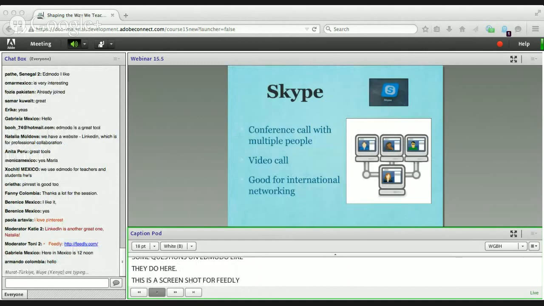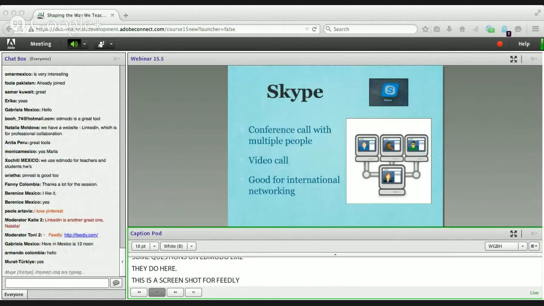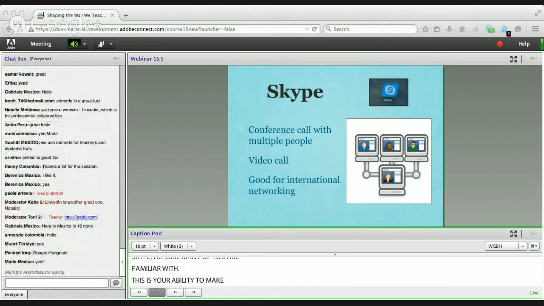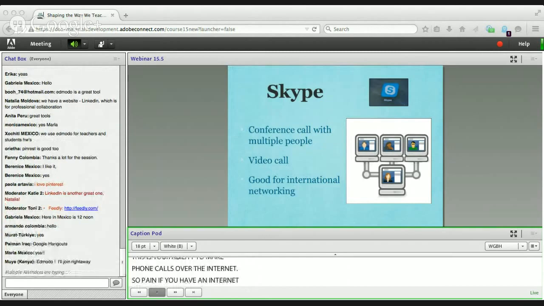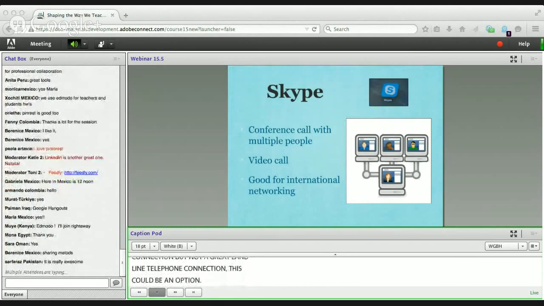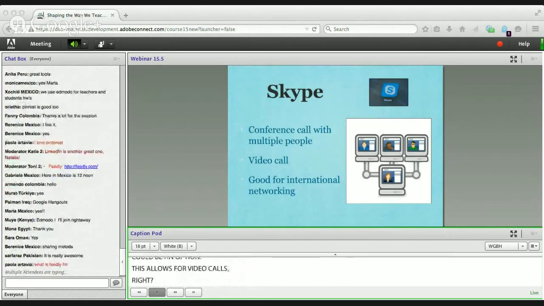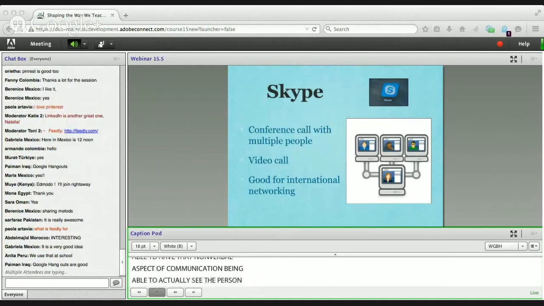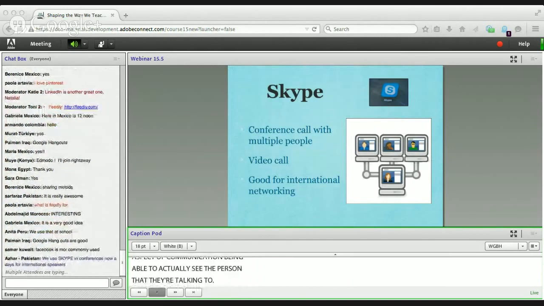Skype, I'm sure many of you are familiar with, right? This is your ability to make phone calls over the internet. So maybe if you have an internet connection but not a great landline telephone connection, this could be an option. It also allows for video calls. I know some people really want to have that nonverbal aspect of communication, being able to actually see the person they're talking to. This can be great for that. It also can be great for having multiple people on the call.